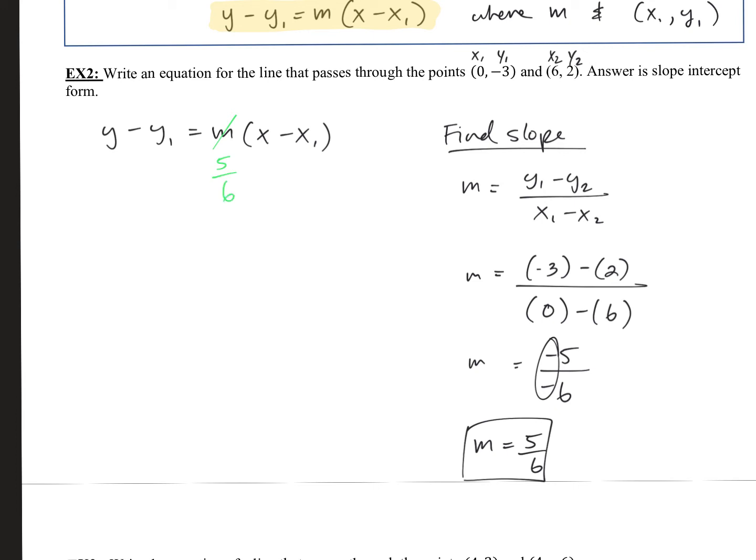Now I need to plug in a point. Which one do I choose? It's really up to you. Either one works because they're both from your line. I like to pick the one that has the smallest numbers, so I'll go with 0, negative 3. So my y1 is that negative 3, remember your parentheses, and my x1 is a 0. So let's plug these in a little better.